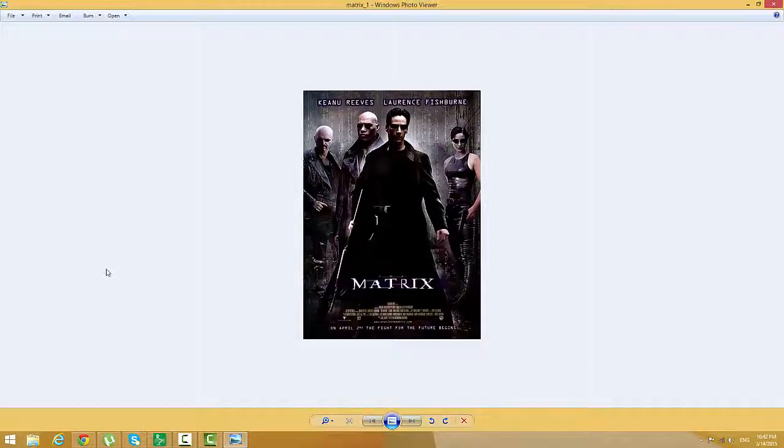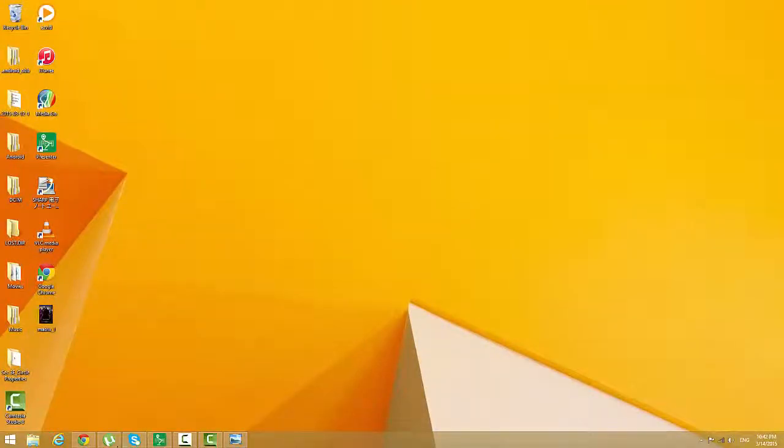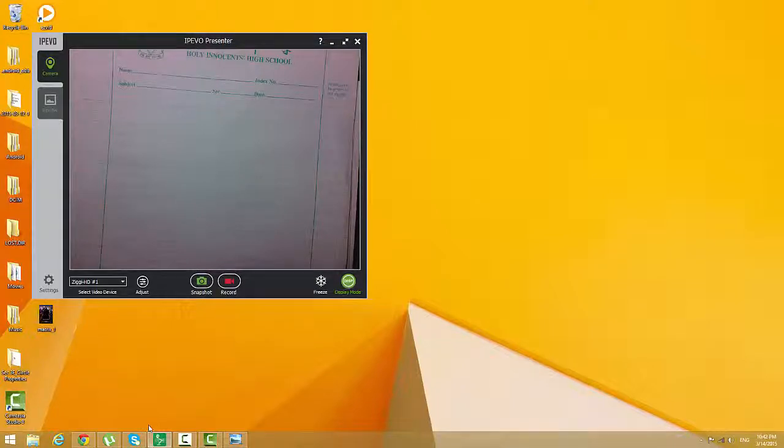Okay, we'll come to the start of chapter 3 of your textbook of 4A. As you can see, chapter 3 is matrices. Matrices is the plural of the word matrix. So we have one matrix, many matrices. Then we can see Keanu Reeves and Laurence Fishburne there. But today's lesson is not about the movie, it's about mathematics. So let's just close this and open up the presenter over there.